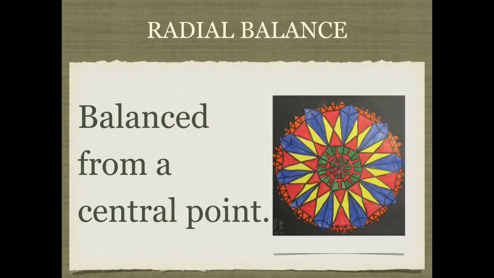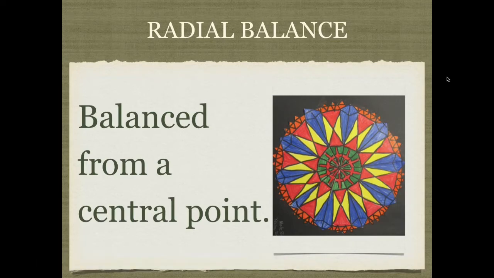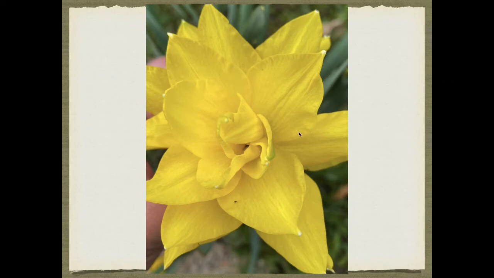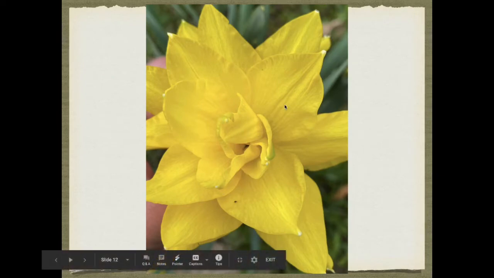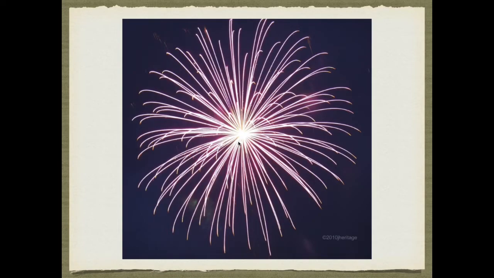Radial balance comes from a center point, so things come out from the center as they radiate into a circle. Here are some examples. This flower, all the petals join out from the center point, making a circle. This firecracker, all the lines originate from the center point as they explode out to make the firework happen in the night sky.